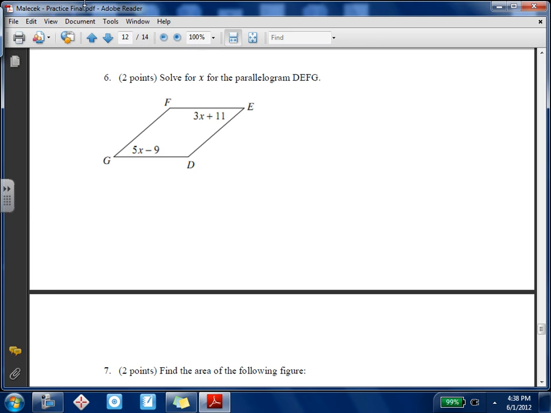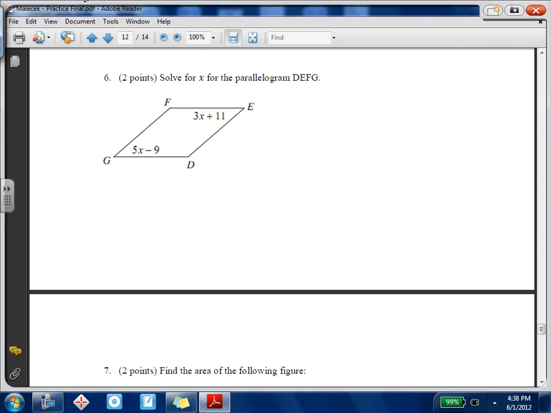Number 6 asks us to find X for the parallelogram DEFG. We have to remember that for parallelograms, the opposite angles, that is the angles furthest away from one another, are congruent. That means that G is congruent to E, and it also means that F is congruent to D. And you can see that simply by looking at them. The two acute angles are congruent and the two obtuse angles.